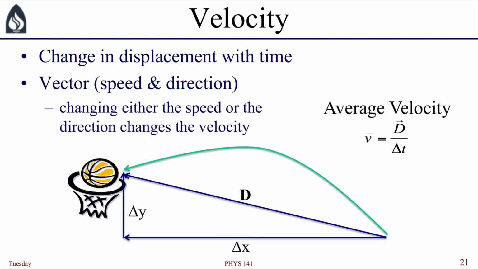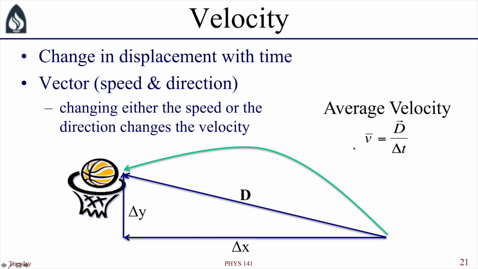So next we want to look at velocity. And velocity is defined as being a change in displacement with time. So if we look at this picture of the basketball going into the hoop, we can see the path of the ball. So this would be the path length, and then the straight distance from its beginning to its ending point is the displacement. And the velocity is this displacement divided by the amount of time it took to undergo that displacement. So we would define the average velocity as being the displacement divided by the time.